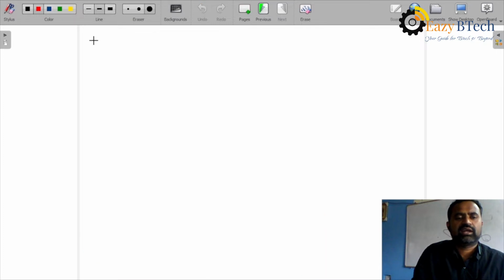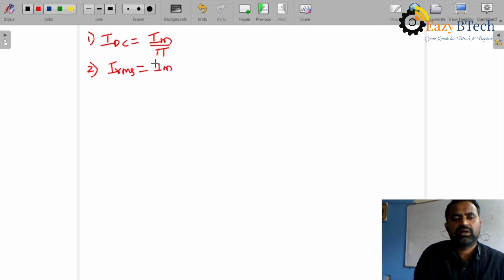Now we can calculate all the parameters. We know that IDC is equal to Im by pi. Second parameter IRMS or IAC is equal to Im by 2. Okay, this we know.